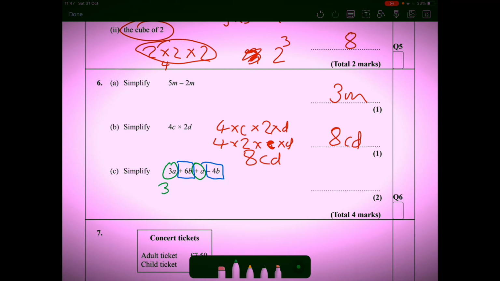So I've got 3a plus a, and I've been particularly accurate here to make sure I include the operator that goes with the term, the plus, or the subtract symbol. I then have plus 6b, take away 4b. From here, I can see that I have 4a plus 2b.